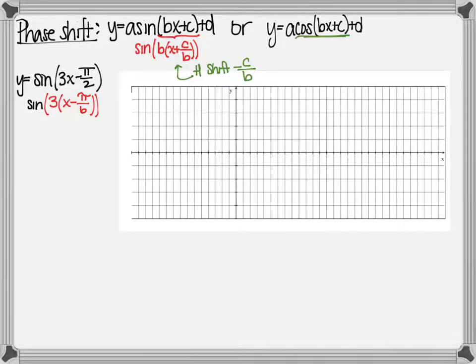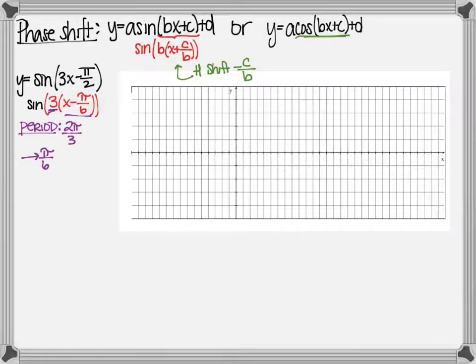So just writing out a couple of important things about this graph. The first thing is the new period. And that will be affected by any horizontal stretches or shrinks. So we've got this 3, which is really going to divide all of our x values by 3. So the new period is going to be 2 pi over 3. And this pi over 6 is going to move our graph to the right pi over 6. Right, so that'll be our phase shift.